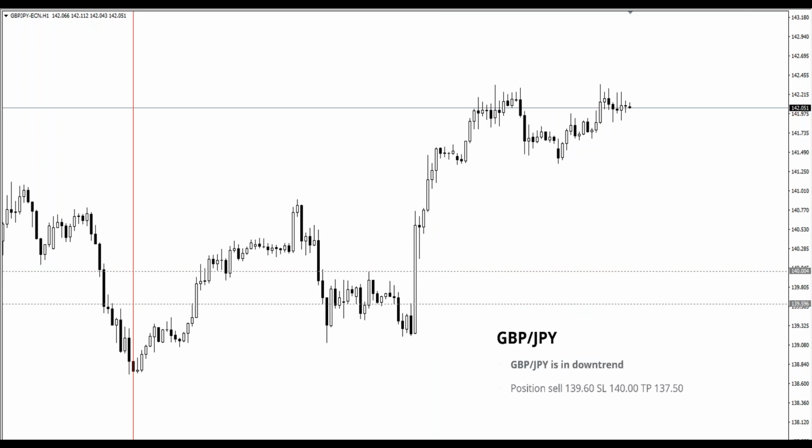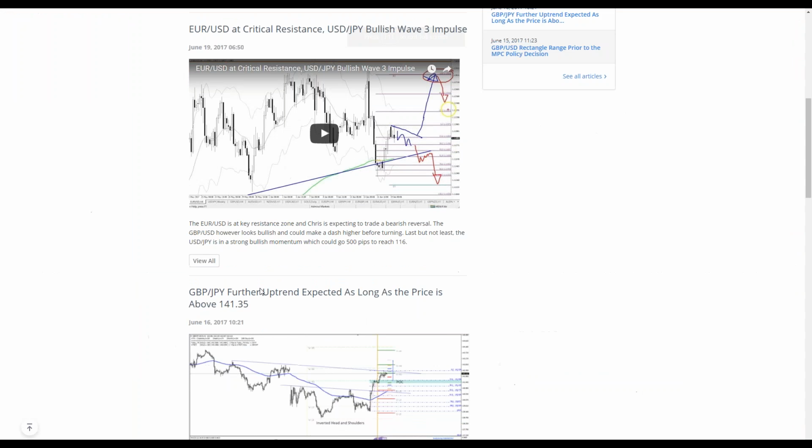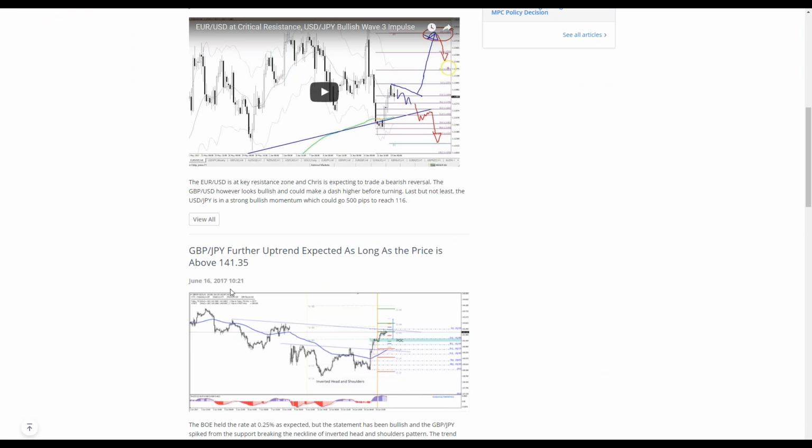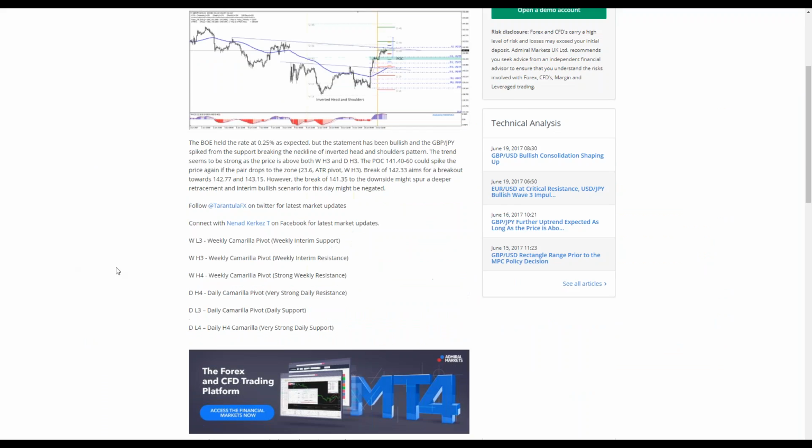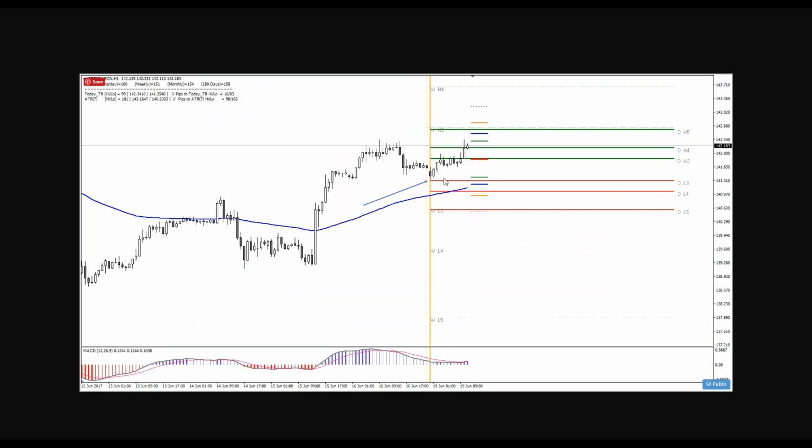I will show you the pound yen setup for all of you guys who are new here and who are watching this recap from YouTube, because the webinar is being recorded. It will be uploaded. So here I have published the pound yen analysis, June 16, 10:21, on the Admiral Markets website. This was my setup, okay? And this is what actually happened.